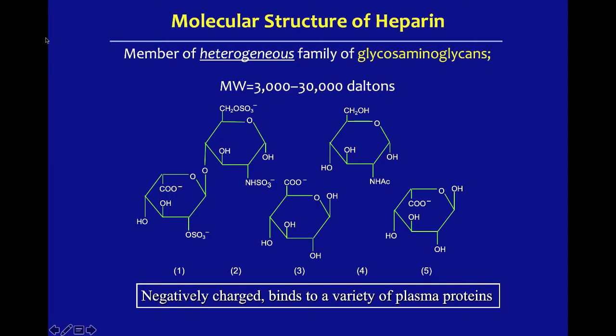Again, the structure of heparin is very heterogeneous. It is a negatively charged molecule, and it can bind to a variety of plasma proteins, not just antithrombin. It has multiple effects on many, many plasma proteins. But if you look, the molecular weight is variable, very heterogeneous, unfractionated heparin. Molecular weights from 3,000 to 30,000 Daltons.